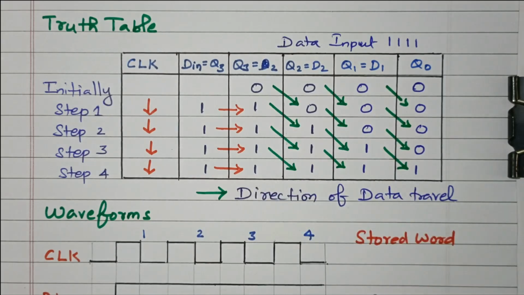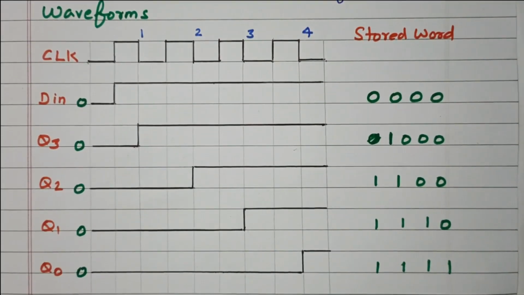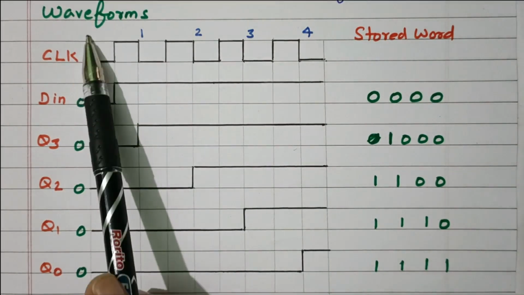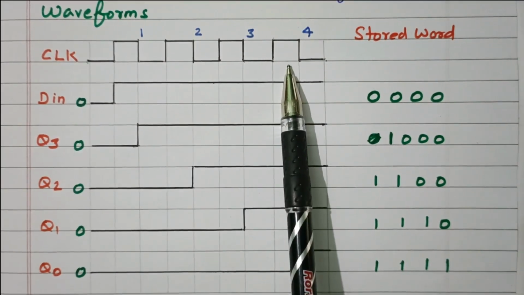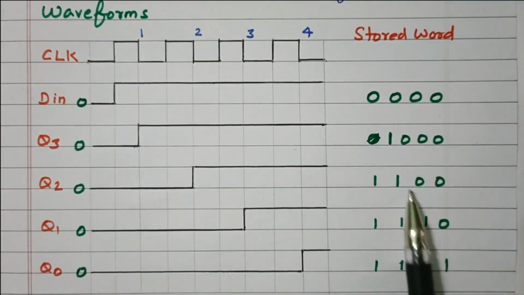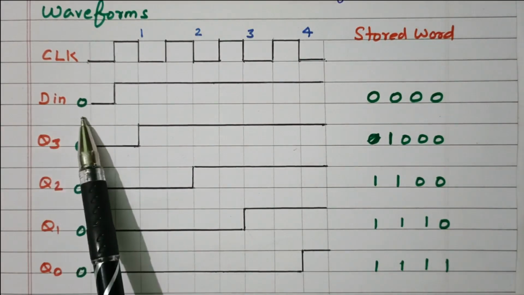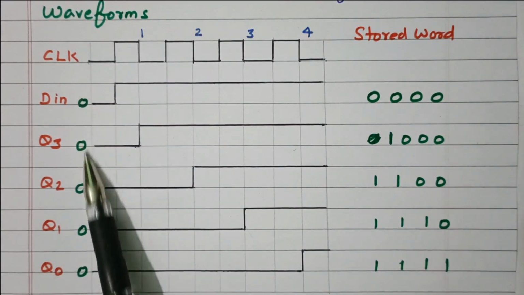Now we'll see the waveform, how the clock pulses are applied and how the data are moved. This is the waveform of the clock pulse: 1, 2, 3. We have 4 bits of data we need to store, 1, 1, 1, 1, so 4 clock pulses are there. This is the stored data. The D in is initially 0. Q3, Q2, Q1 are all 0 only.